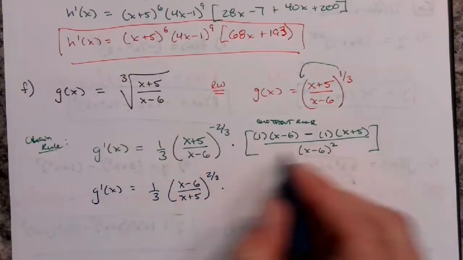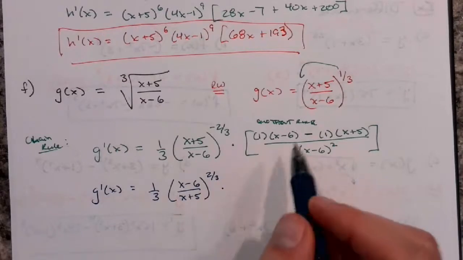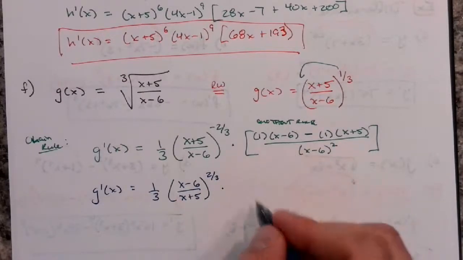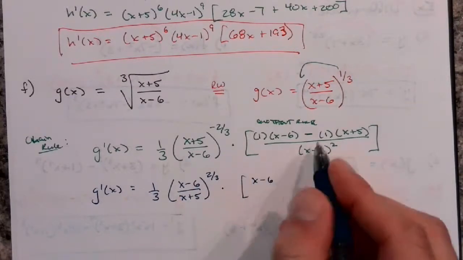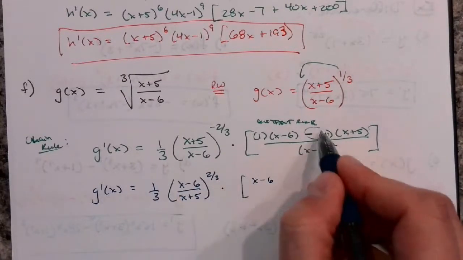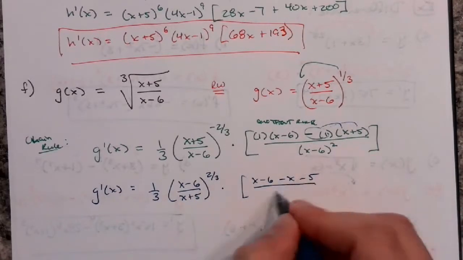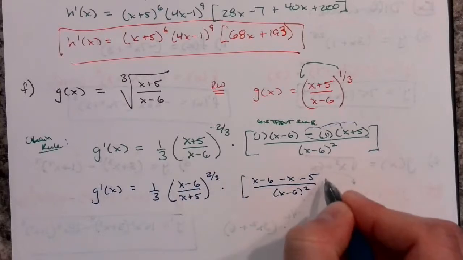Multiplied by, well, what does this come to? If I simplify this, 1 times x minus 6 is just x minus 6. So I would have x minus 6. This is really like a negative 1 to get distributed through. So minus x minus 5, all over x minus 6, quantity squared.